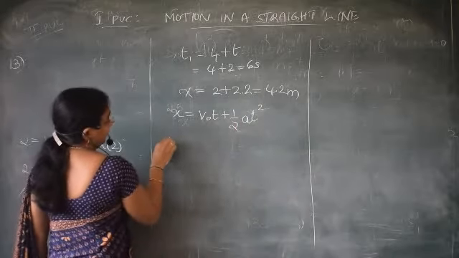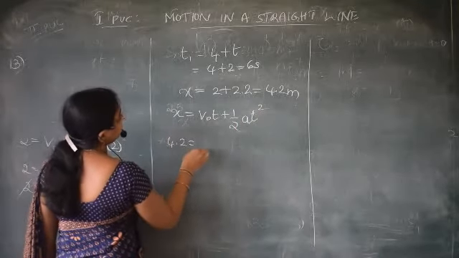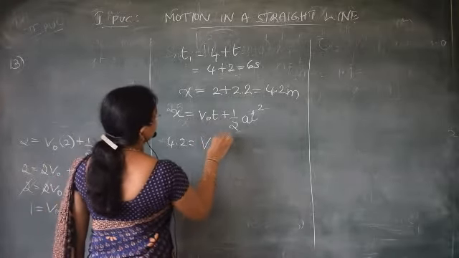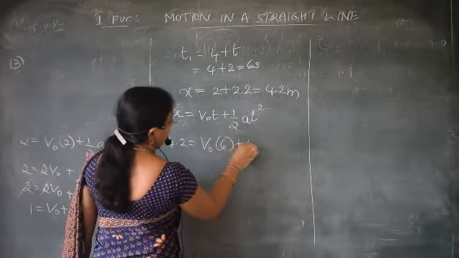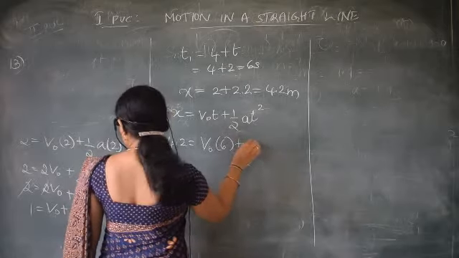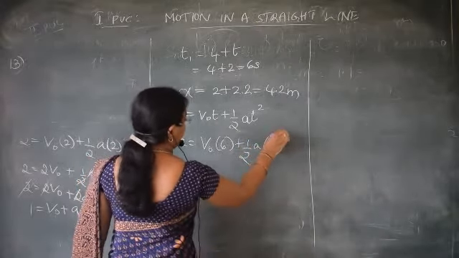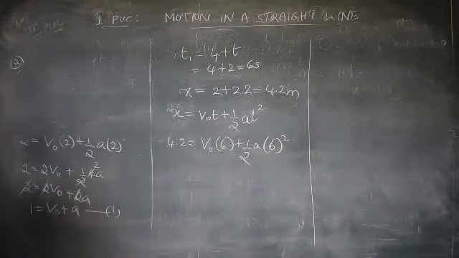Correct? 4.2 is equal to velocity times time, which is now 6, plus half acceleration A times time 6 square. Correct? Am I right?